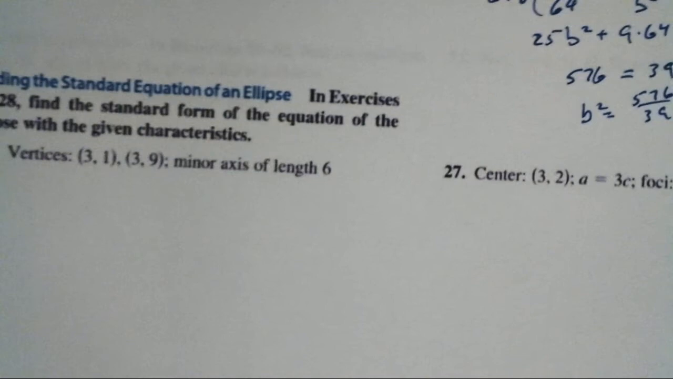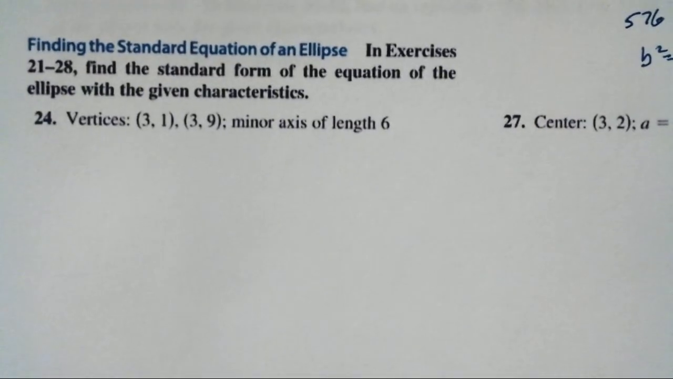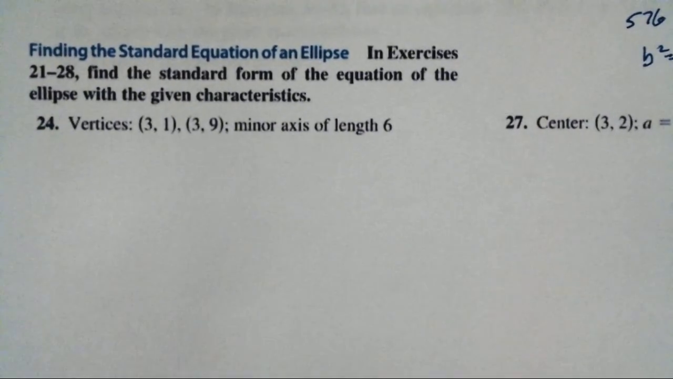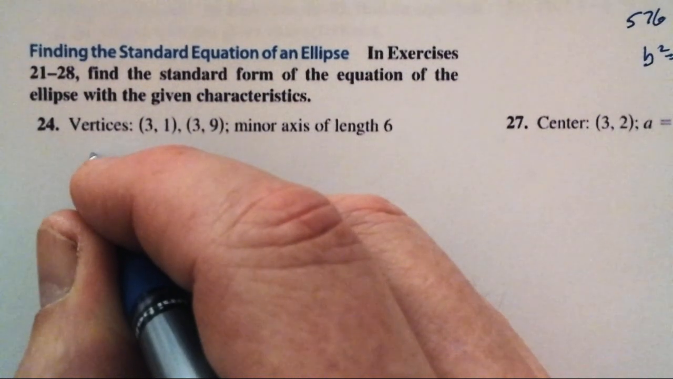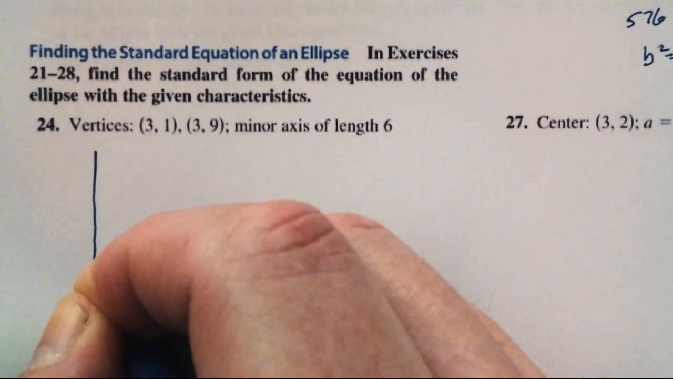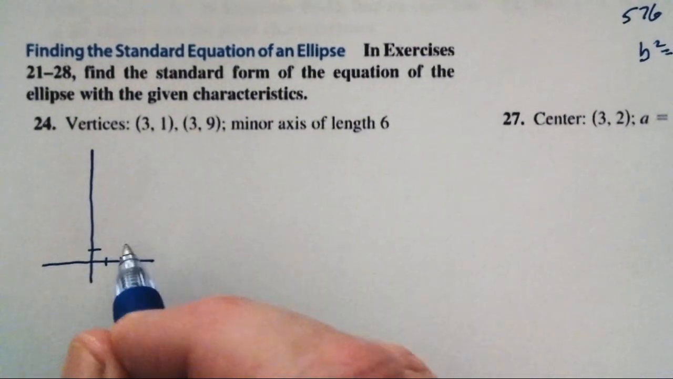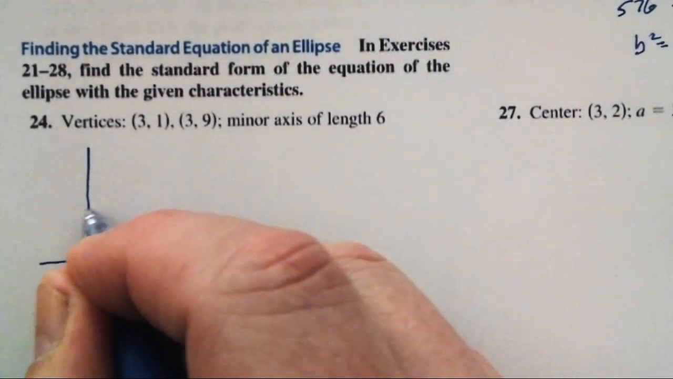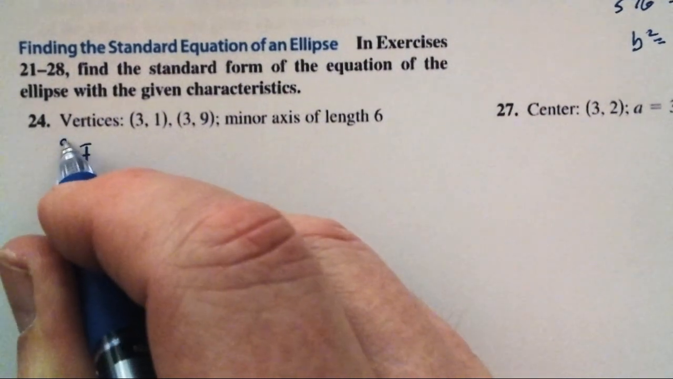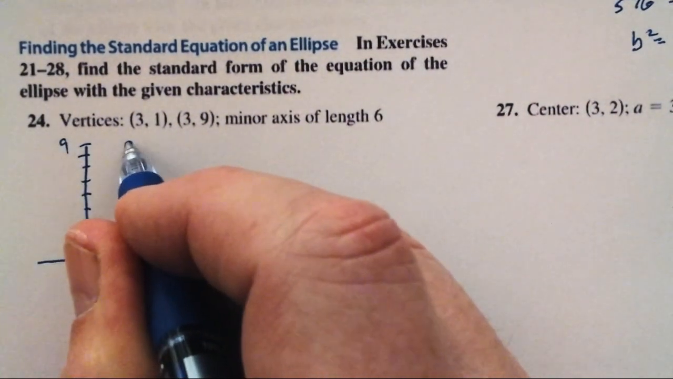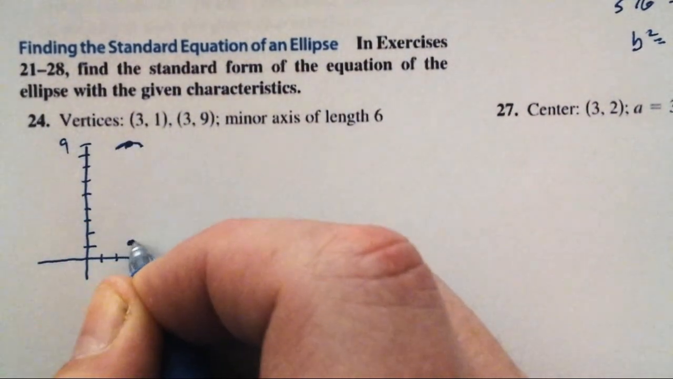Okay, now let's get some ellipses that do not have the center at the origin. They give us the vertices, and you can try to do this without drawing a picture. I think it'll be tough. They give us the vertices. So 1, 2, 3, 1, 2, 3, 4, 5, 6, 7, 8, 9. So there's my vertices, which means the ellipse is coming around like this.